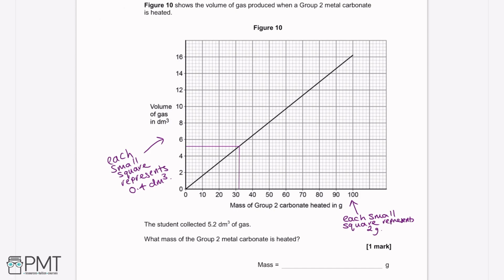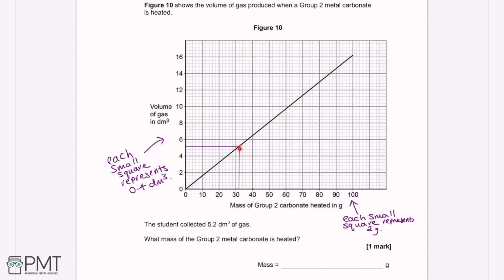So this first question asks, the student collected 5.2 decimeters cubed of gas. What mass of the group 2 metal carbonate is heated? So what I've done here in this purple pen is I've found 5.2 decimeters cubed on the y-axis, which I've said is here. And then I've used a ruler and drawn a straight line across to the point where it meets this line.